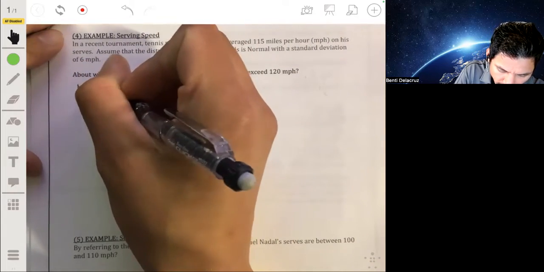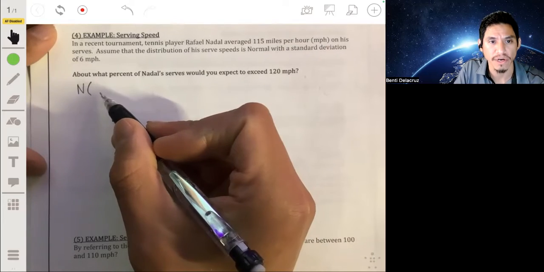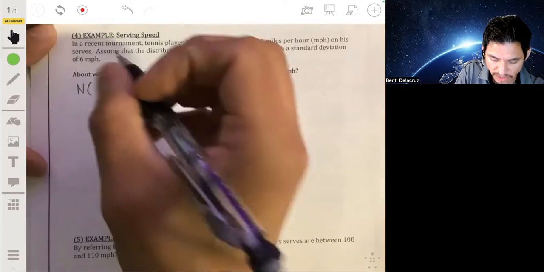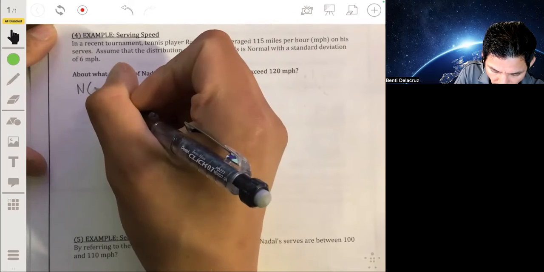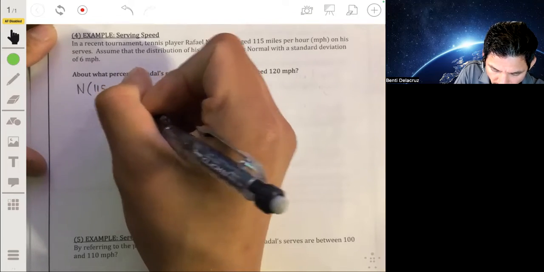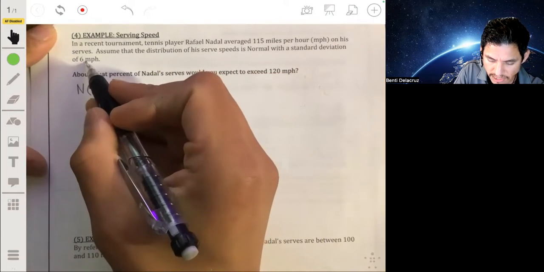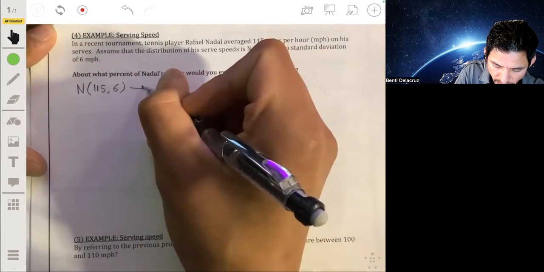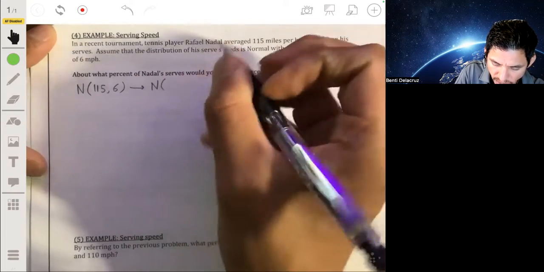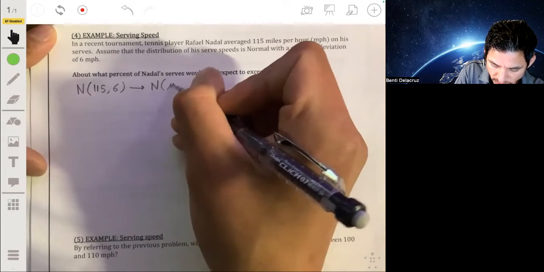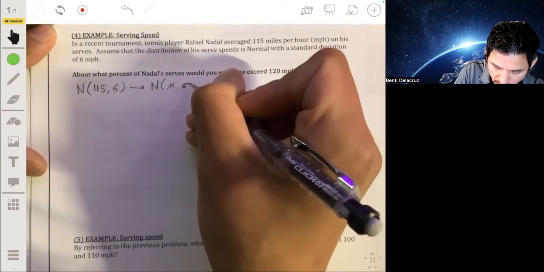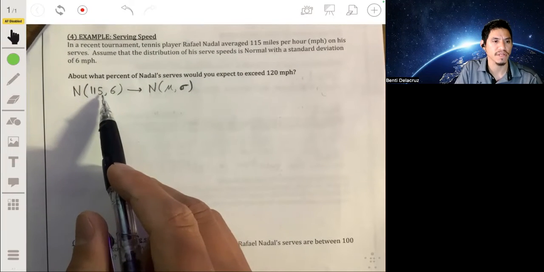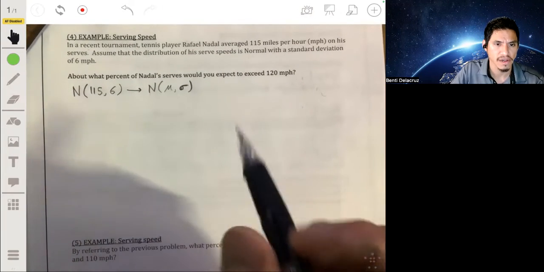So we can just write N of, and then let's define what our mean is. Our mean is told here to be 115. So we can write 115, comma 6, because that's our standard deviation. Remember that for normal distributions, we use this notation N of mu, comma sigma. So this automatically tells you that the mean is 115 and standard deviation is 6.